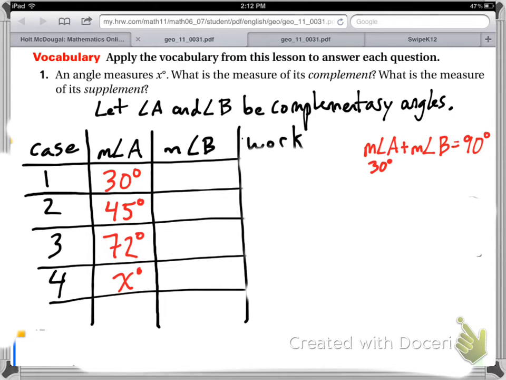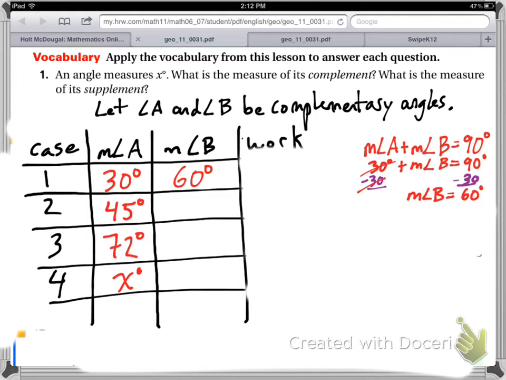So we do some substitution. I just subbed in 30 degrees for the measure of angle A. I don't have anything to do to change these, so I'm just going to bring them all down. And then we're going to solve for the measure of angle B by subtracting both sides by 30. And we end up with the measure of angle B is 60 degrees. So we go on to the next case. We know the first one is 60 degrees.